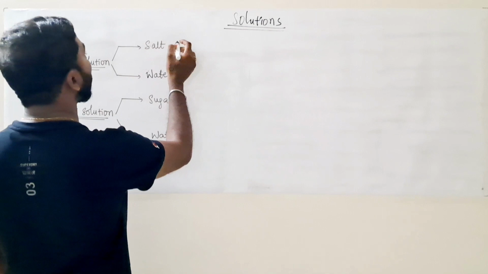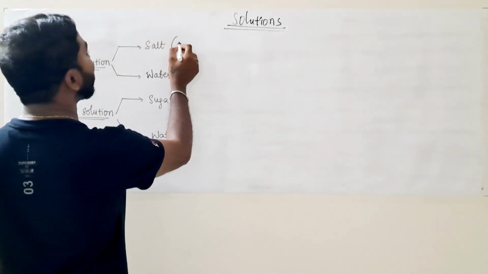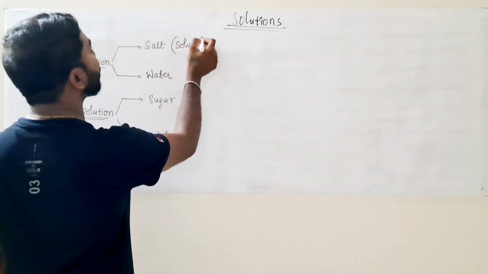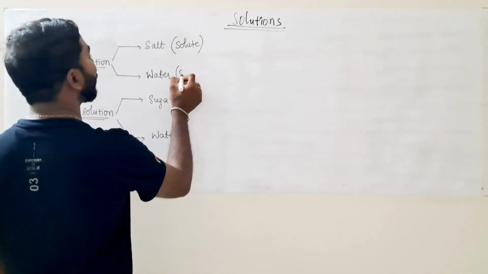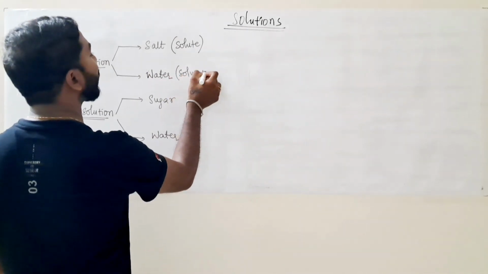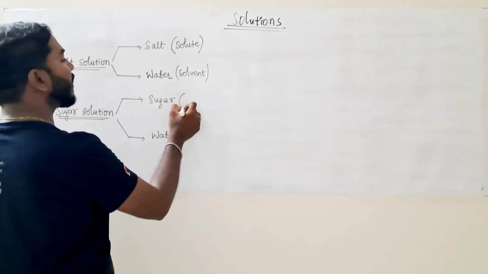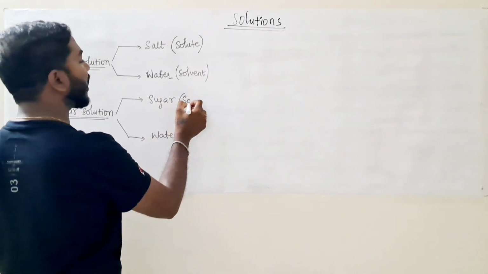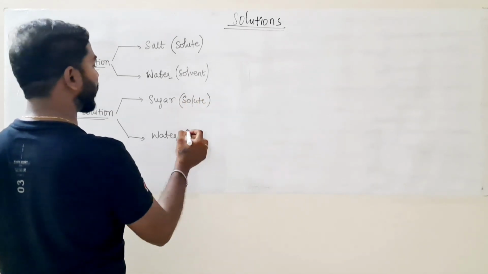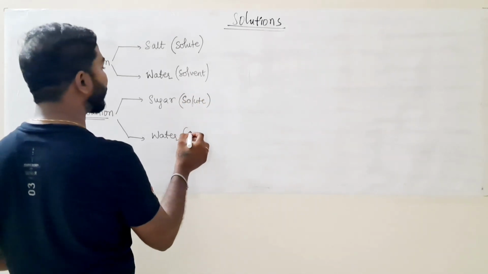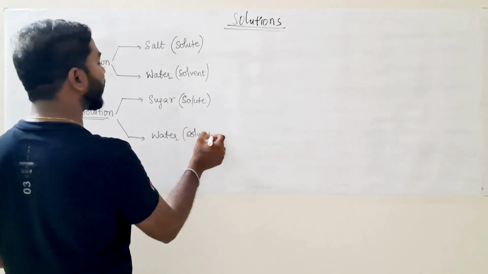And then yes, I hope you are ready with your answers. That is, in salt solution, salt is going to behave as solute. If salt is going to behave as solute, obviously our water is going to behave as a solvent. Similarly, sugar is going to behave as solute, and then water will obviously behave as solvent. I hope it is clear.